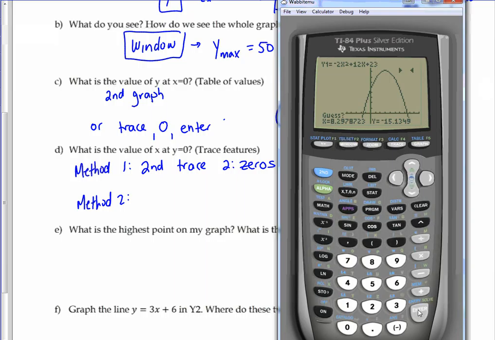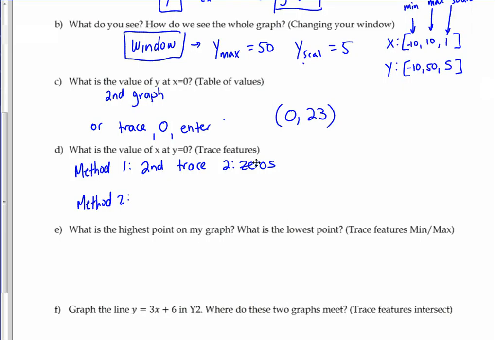The guess doesn't really matter. You can scroll back up if you want, but it doesn't matter. 7.53. Uh-oh, what was the first one? 5.2?